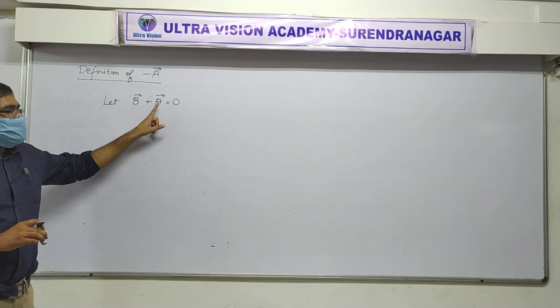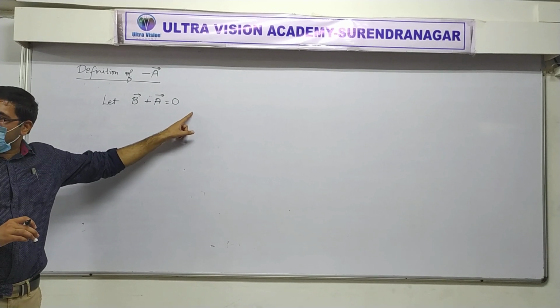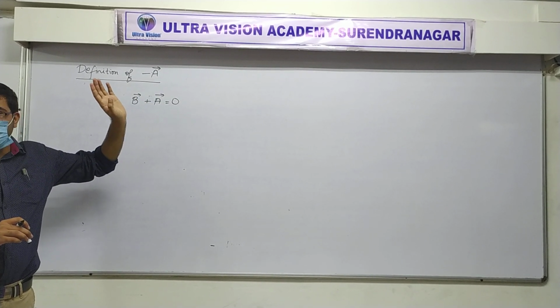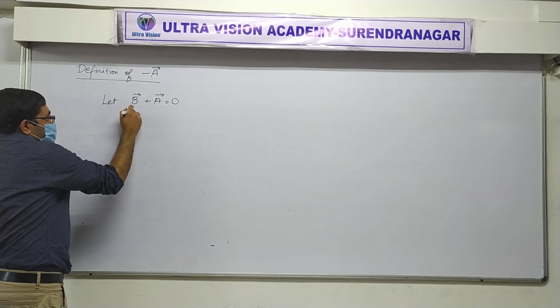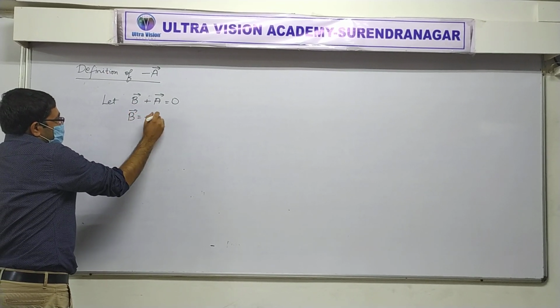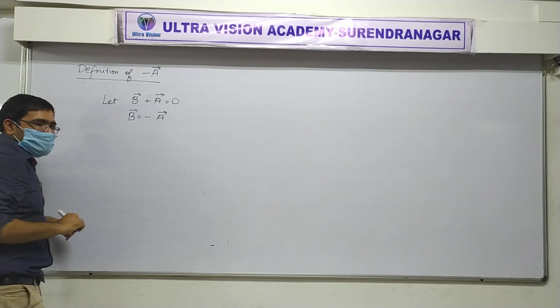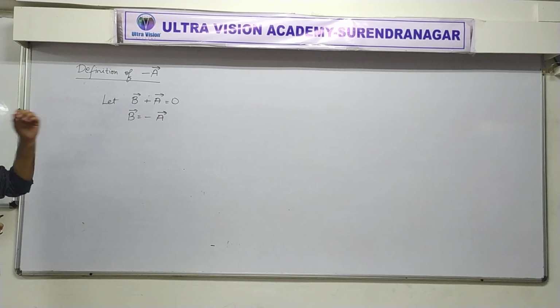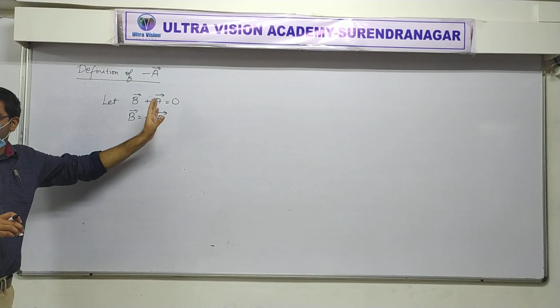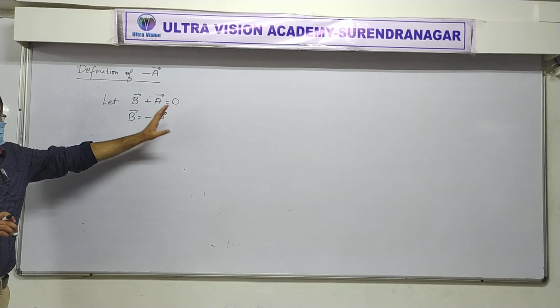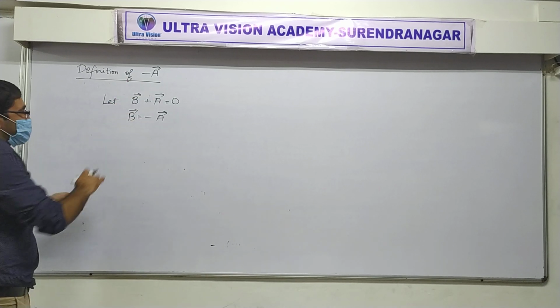B vector plus a vector gives 0. Let's say we define it like that. Then obviously we can put a on the other side and say that b is equal to minus a vector. But what would it look like when we draw it? Now let's try to draw this first.